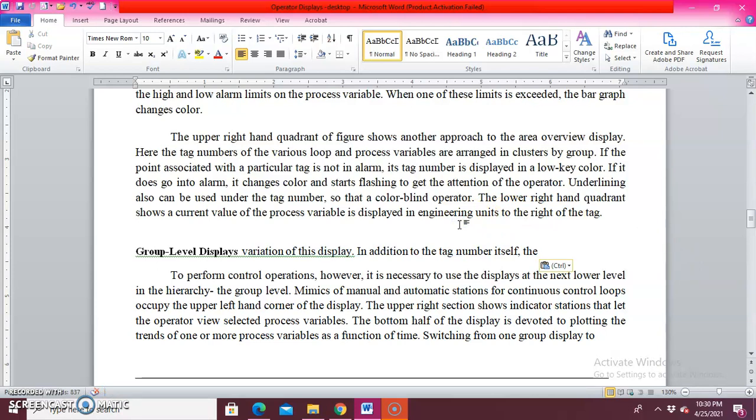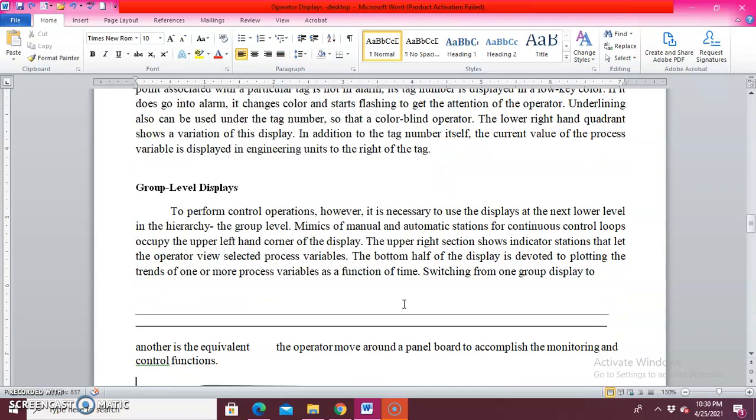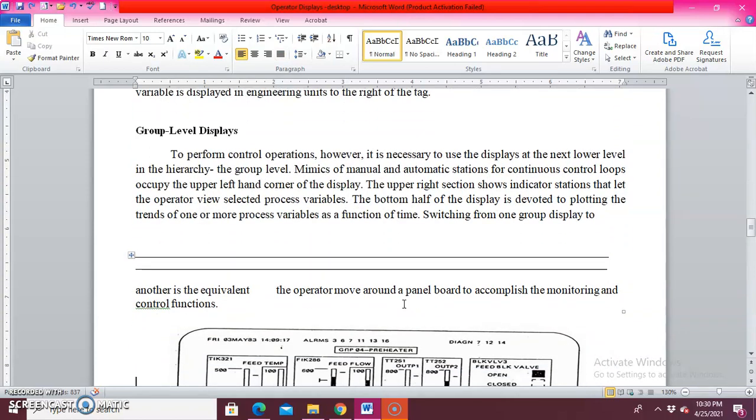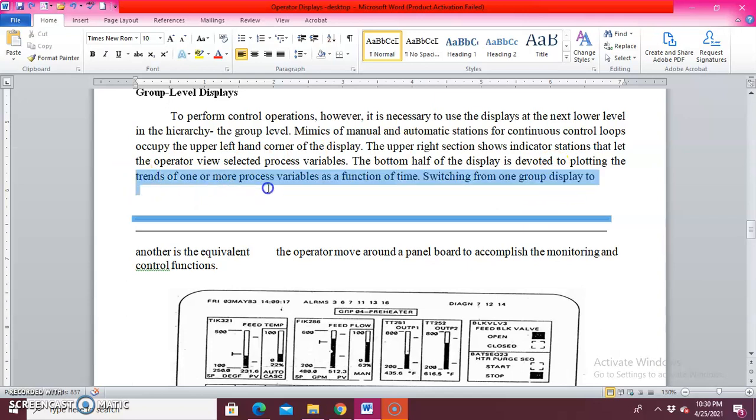The next thing is your group level display. The group level display gives a variation like a control operation. It is necessary to use the display on the next lower level in the hierarchy, which will give you the mimics of manual and automatic stations of the continuous control loops. Here you have an upper left hand, an upper right hand, and the bottom one, which will give you a plotting of trends of one or more process variables as a function of time.